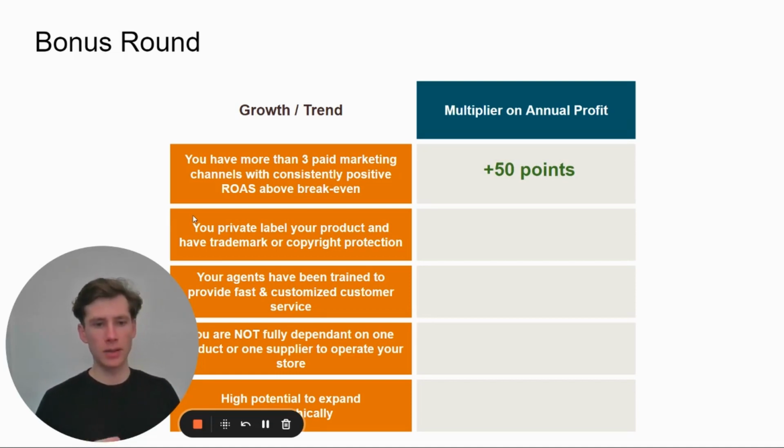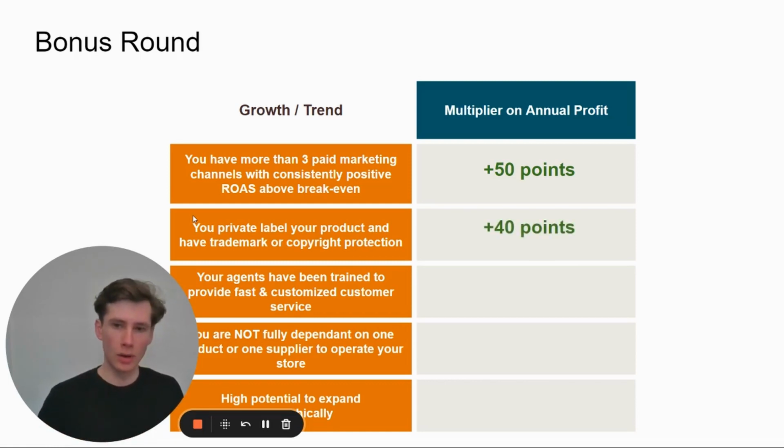Obviously, being diversified in terms of several different paid marketing channels with a positive ROAS that you can show historically, or for example, your Pixel or other data analytics tools have been seasoned, and you have a lot of data to back up why this performance is going to continue and why it's difficult for competitors to copy you. That is extremely powerful. It might even be more than 50 points, but I really try to balance this compared to all the other factors. And again, I'll explain in a second.